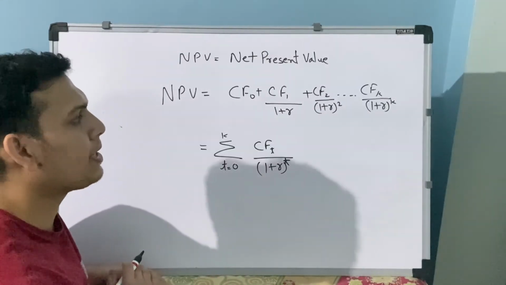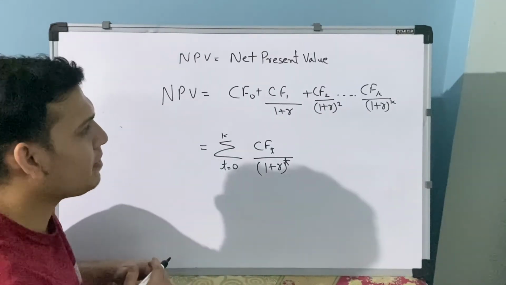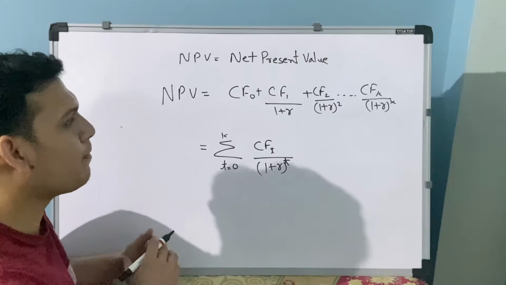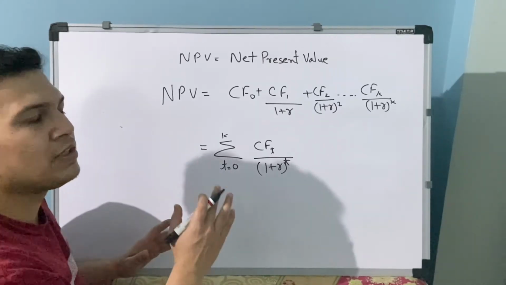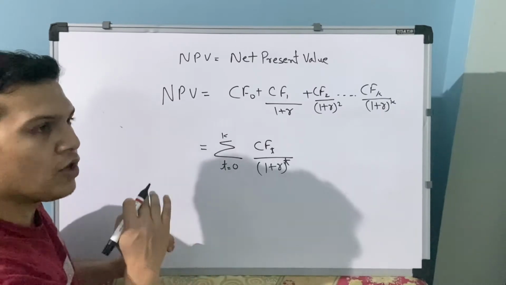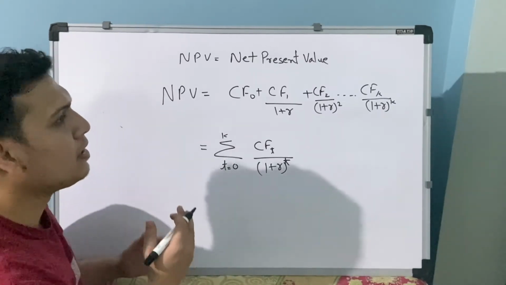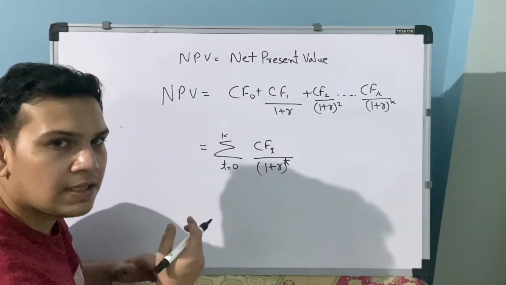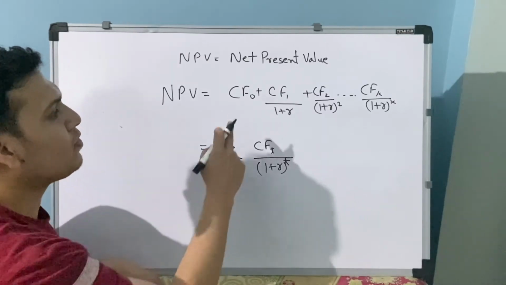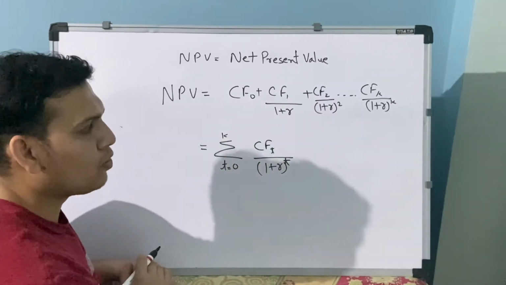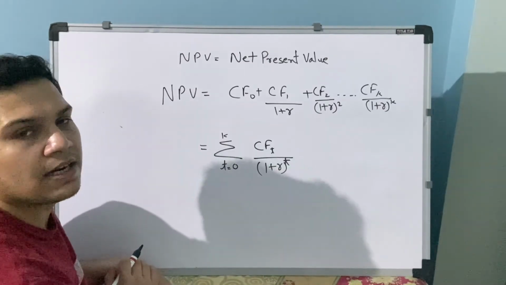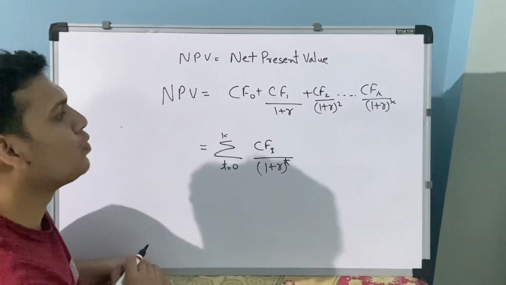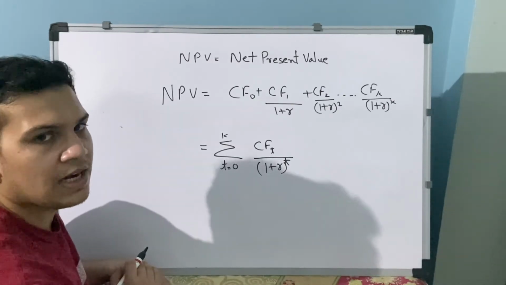Now we will look at an example, calculate NPV. Apart from that, I also want to tell you that this is the formula which we use to calculate on pen and paper. There is a simple way to solve it in the financial calculator, where we just have to put in the values of cash flows and the value of discount rate R, and we will get the NPV. I will explain how to calculate NPV in the financial calculator.